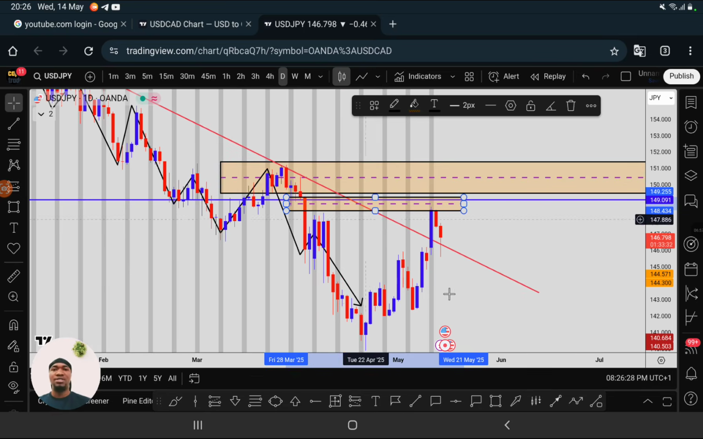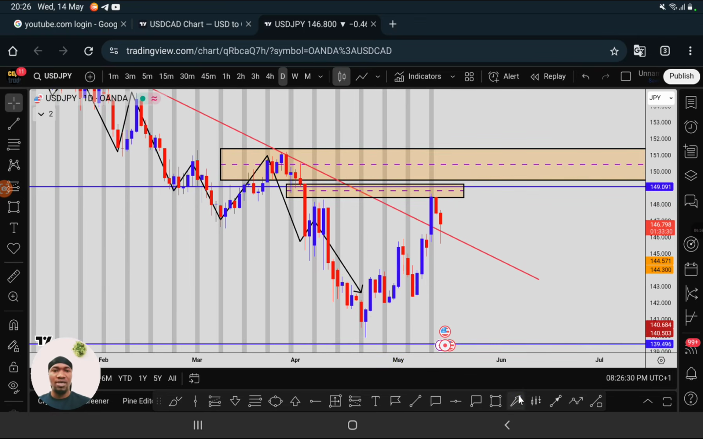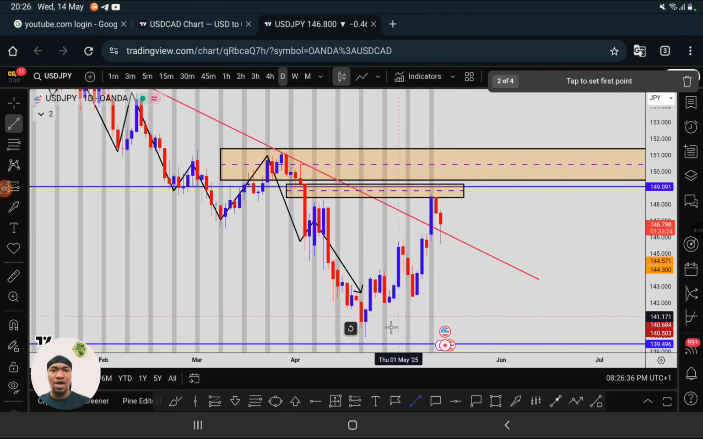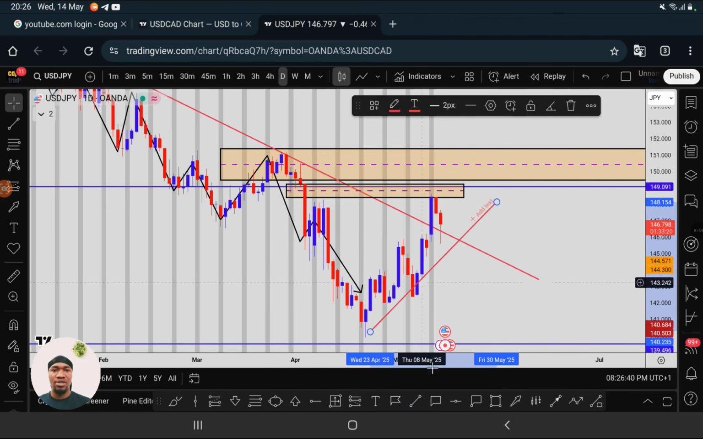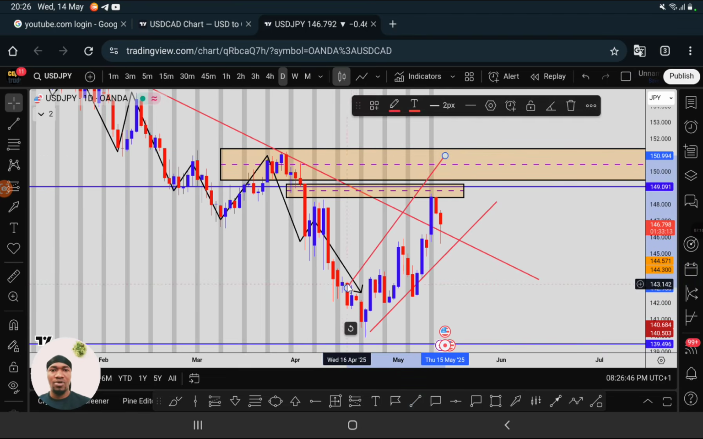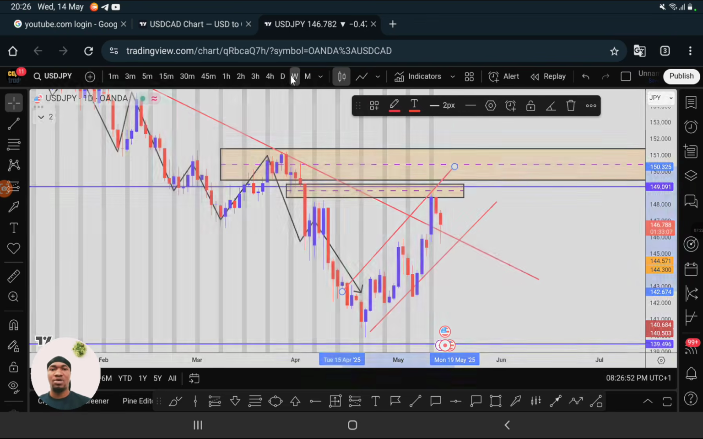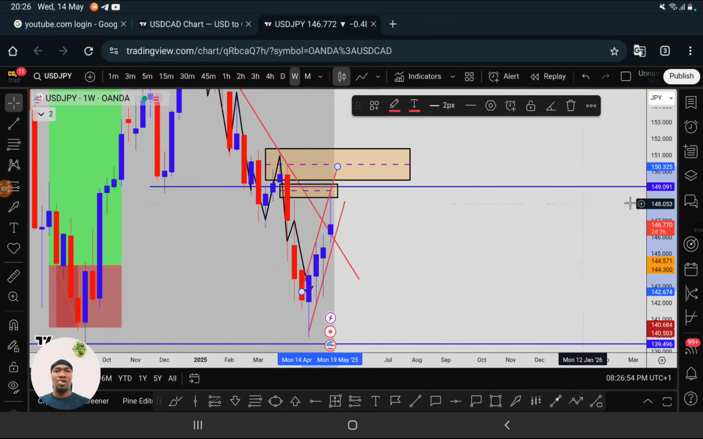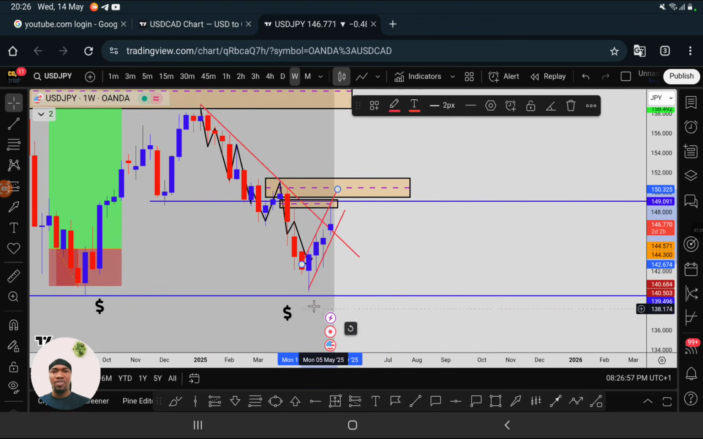We already know that this is a pullback. This whole buy was a pullback. This whole buy was a correction on the weekly, right? This is a correction on the weekly time frame. Can you see? So there is liquidity here.